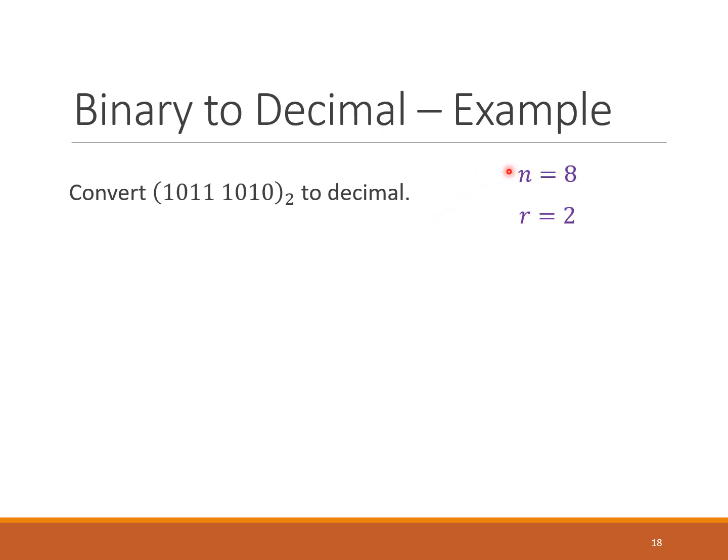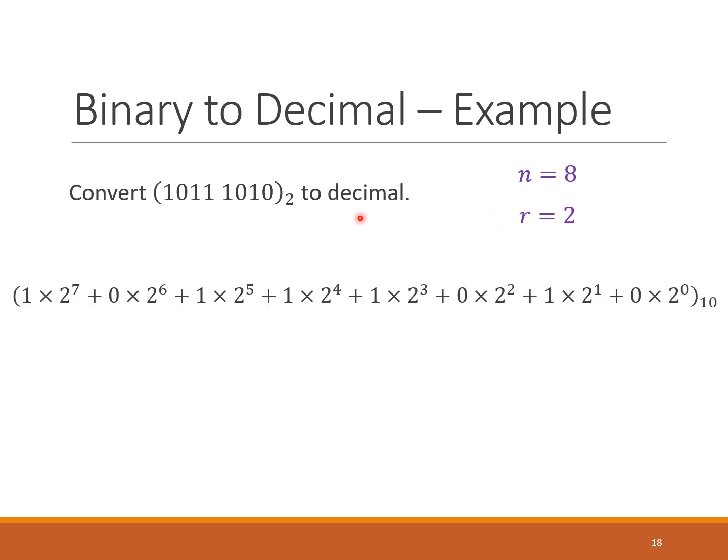Our n value, which is essentially our number of bits. We see that there are 8, so 1, 2, 3, 4, 5, 6, 7, 8, and r, which is our base, so of course we said r is equal to 2. So from there we can essentially plug into that general equation.